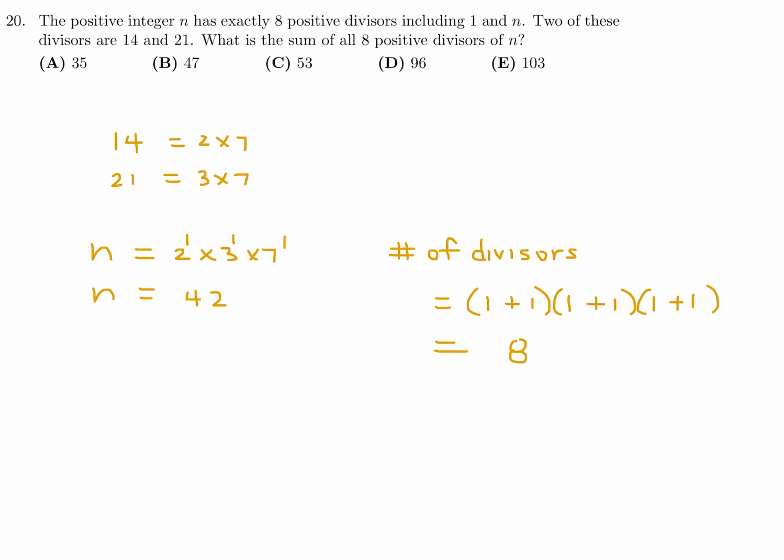The divisors of 42 would be 1, 2, 3, 7. 2 times 7, which is 14. 3 times 7, which is 21. And 2 times 3, which is 6. And then, of course, the whole thing, which would be 2 times 3 times 7, which is 42. These are the 8 divisors. And now I just have to add them because they want the sum. And when you add them all up, you get 96. So number 20, the answer is D.